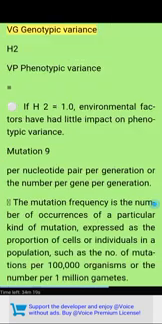Broad sense heritability H² equals VG, the genotypic variance, divided by VP, the phenotypic variance. If H² equals 1.0, environmental factors have had little impact on phenotypic variance.